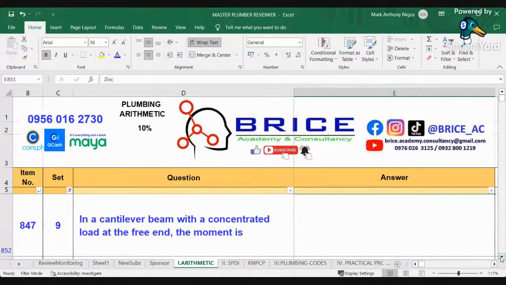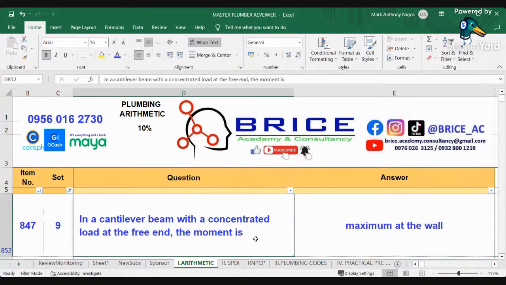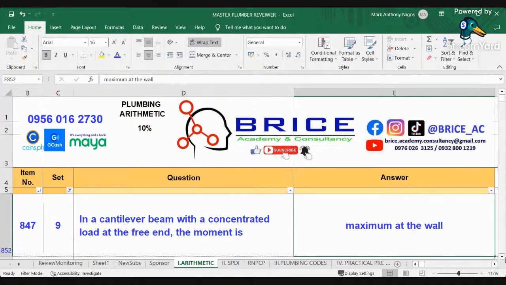847. In a cantilever beam with a concentrated load at the free end, the moment is, ano nga pa yung moment? Maximum at the wall. A cantilever beam with a concentrated load at the free end, the moment is maximum at the wall.